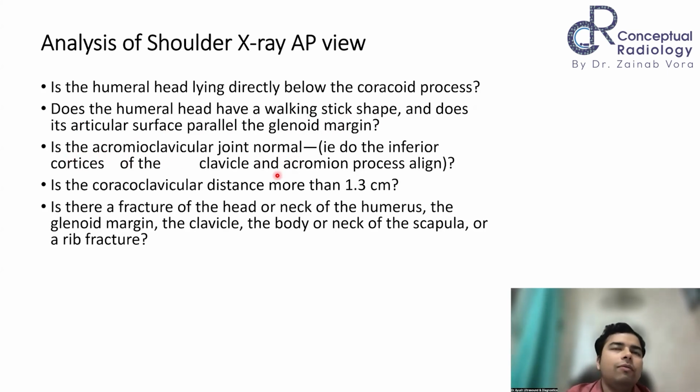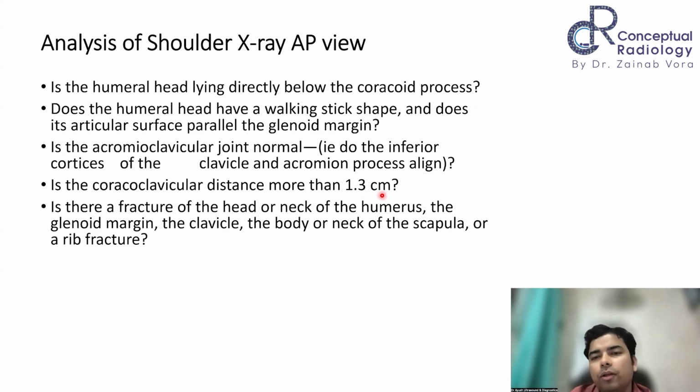So how do we ascertain whether the acromioclavicular joint is normal? We see the inferior cortices of the clavicle and acromion, and they should be in a single line. There should not be any malalignment there. Then the fourth question that we have to ask is, is the coracoclavicular distance more than 1.3 centimeters? So I showed you in that illustration the coracoclavicular distance.